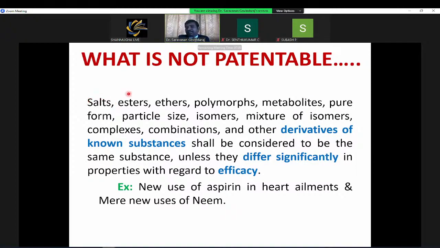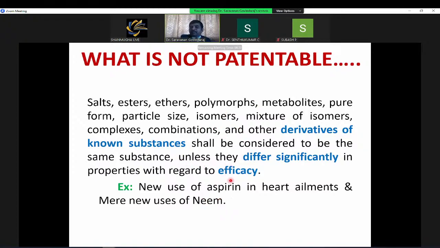Salt form, ester form, ether form, polymorphs, metabolites, particle size, isomers, or mixtures of isomers, complexes, or already some drug A is there, drug B is there. I found that combining A and B, I formed a new formulation. All those things cannot be patented.